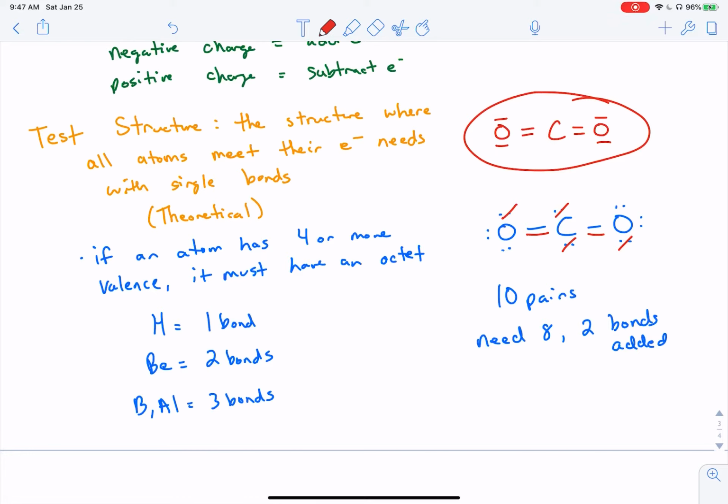So if my structure here has 10, and I'm supposed to have 8, I need to add 2 bonds. This test structure method has 10 pairs of electrons, right? 1, 2, 3, 4, 5, 6, 7, 8, 9, 10. That doesn't work. So we have to manipulate this structure to make it fit 8. And the way we do that is we add bonds. And that always works.